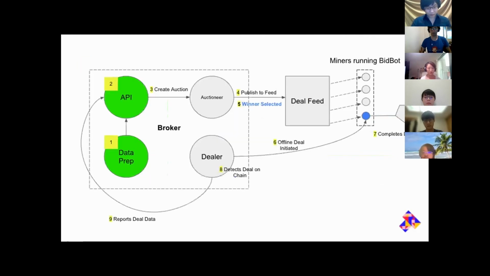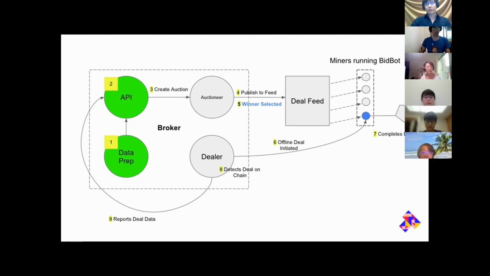So let's take a closer look at how the Textile broker API works. First, it starts with the user. The user has data and they must prepare it by generating CIDs, piece size, PCID, generating a car file, and creating a car file access point. Once these parameters are established, they can use the broker. They can use the API to send a request.